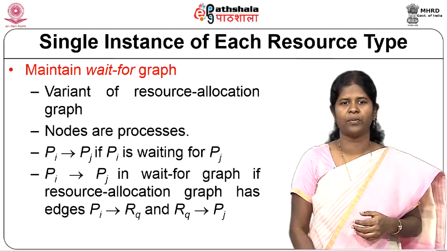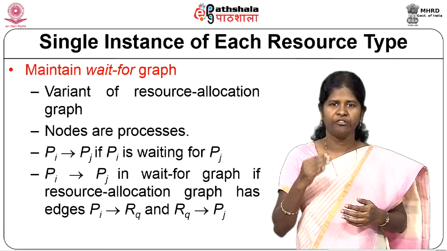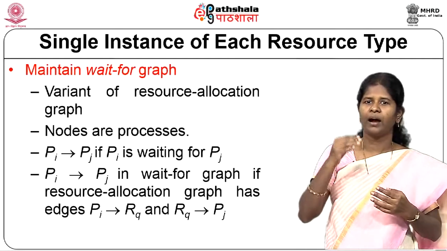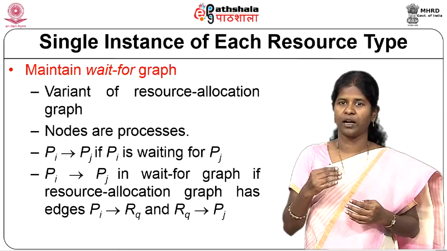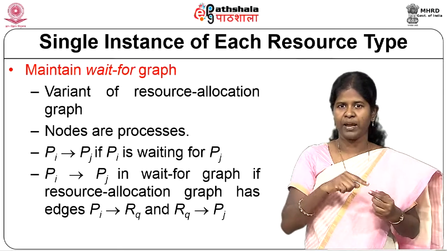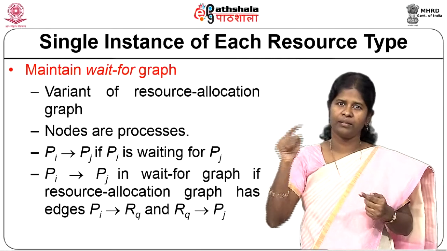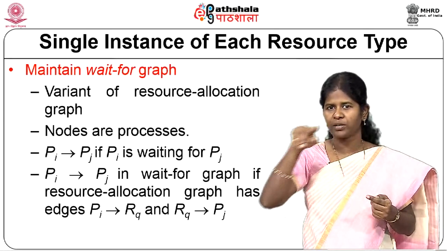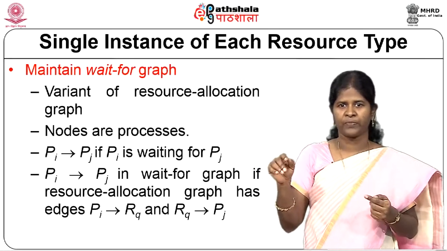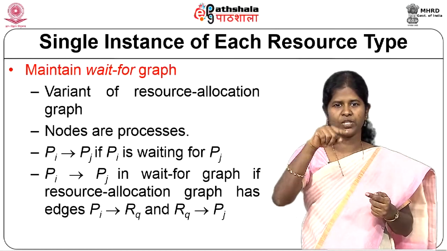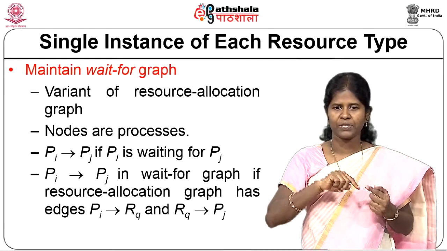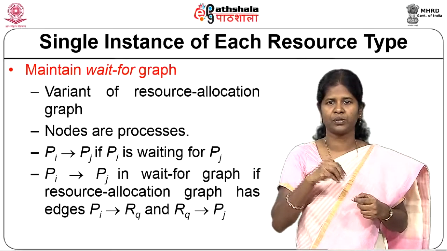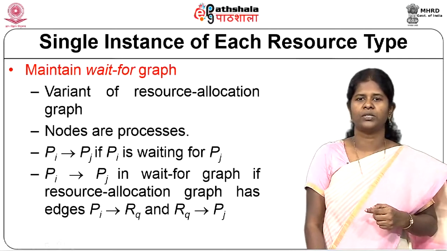There is an edge from process Pi to process Pj if process Pi is waiting for process Pj. In the corresponding resource allocation graph, from Pi there would have been an edge to a resource Rq, and from Rq there would have been an edge to process Pj. Now the edges Pi to Rq and Rq to Pj are collapsed into just an edge from Pi to Pj, saying that Pi is waiting for some resource that is held by process Pj.